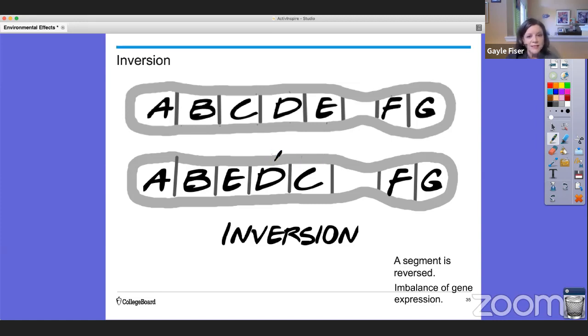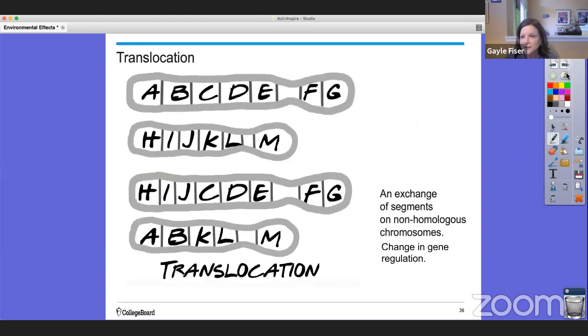So it's reversed, and there's going to be an imbalance in its gene expression. And then we have a translocation. Here's our translocation. We have our A, B, C, D, E, F, G, our H, I, J, K, L, M.